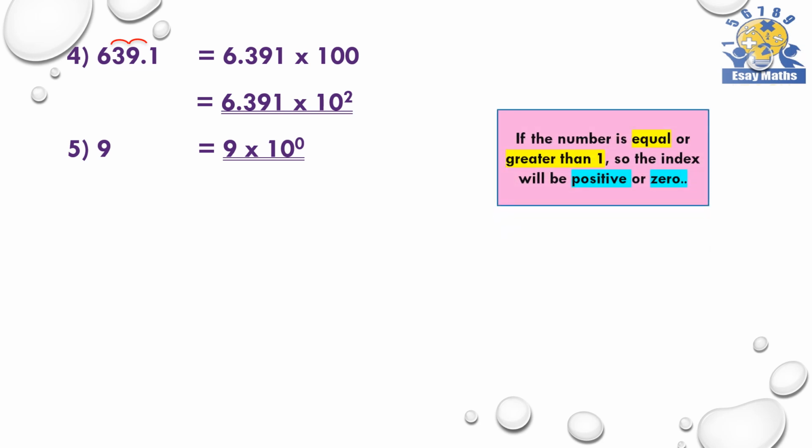I think now you have a clear idea about the scientific notation, and also you should think about this. If the number is equal to or greater than 1, the index will be positive or 0 when we are writing that in scientific notation.